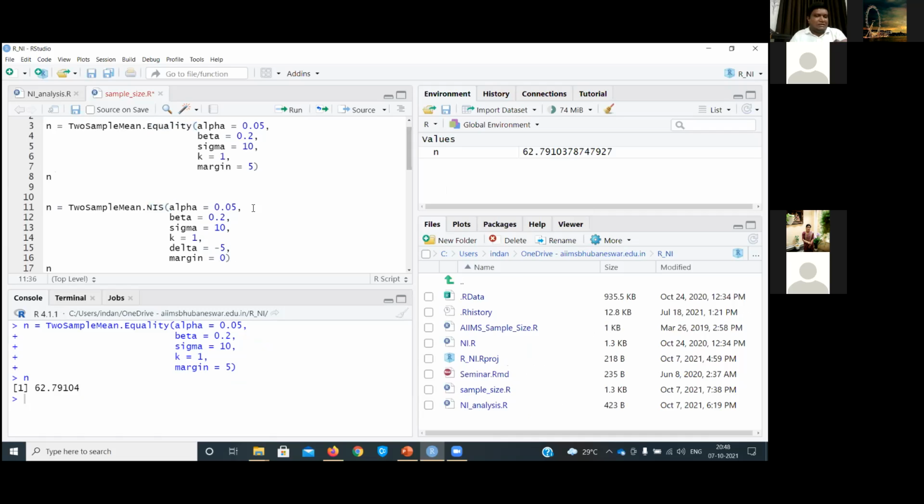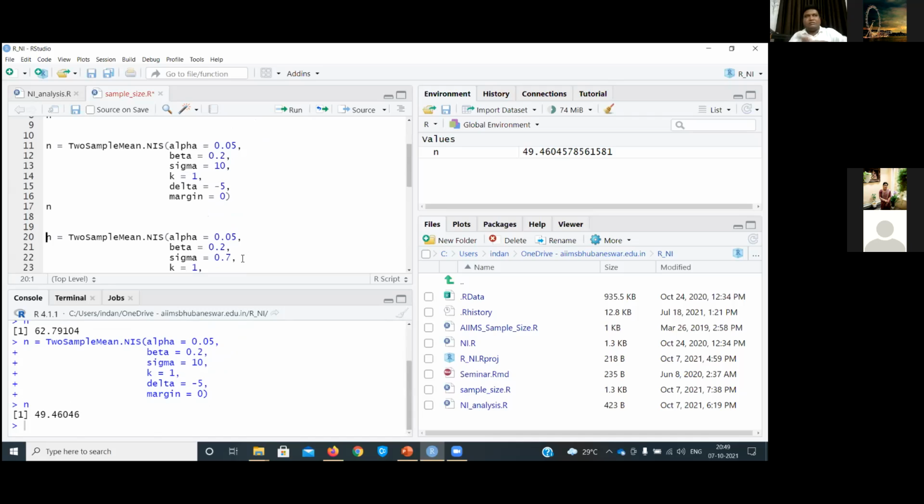Here also we punch in these same values for alpha and beta errors, which is 0.05 and 0.2. Okay, the pooled standard deviation to be 10, the allocation ratio to be 1. Here, as I told previously, the difference in the effect size is always assumed to be 0, whereas I have defined a non-inferiority margin of -5. Okay, right? You can observe that the sample size here is 49 per group.